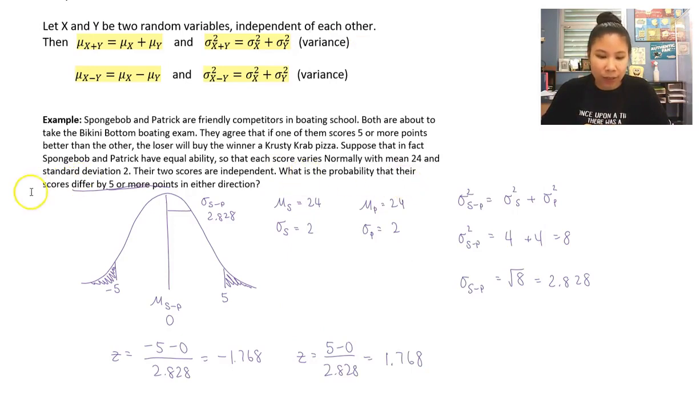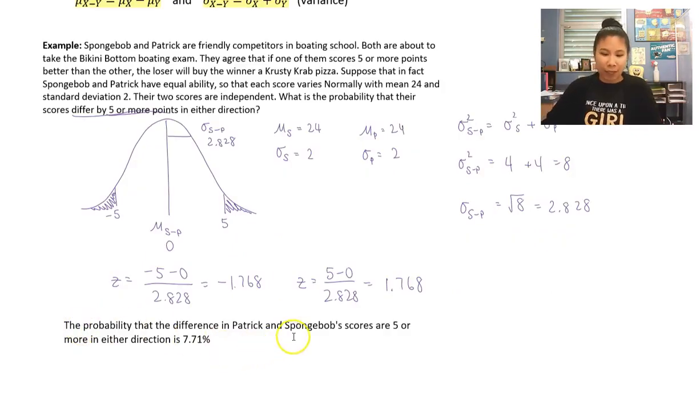What is the probability that their scores differ by 5 or more points in either direction? We can say the probability that the difference in Patrick and SpongeBob's scores is 5 or more in either direction is going to be 7.71%.